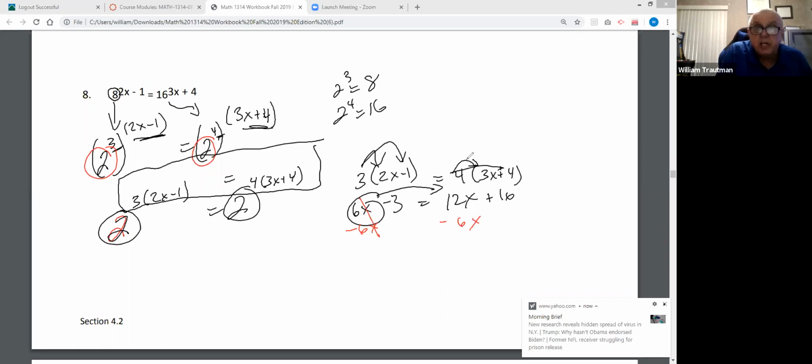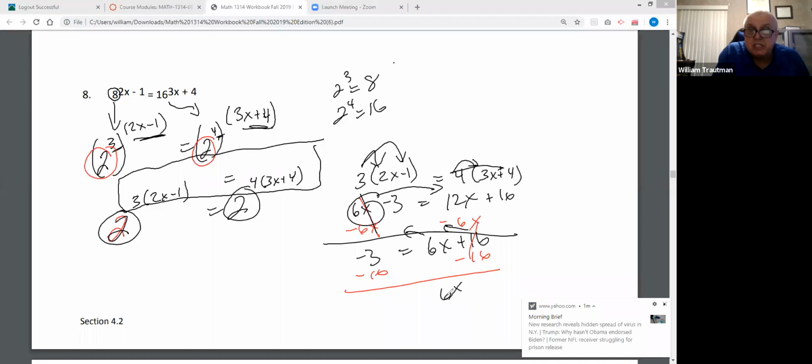And that turns to 0. I end up with negative 3 equals 12x minus 6x, which is a positive 6x. Now I need to get x by itself. I need to get rid of the 6 and the 16. You always take the add and subtract to the other side first. So I'm going to subtract 16, subtract 16.